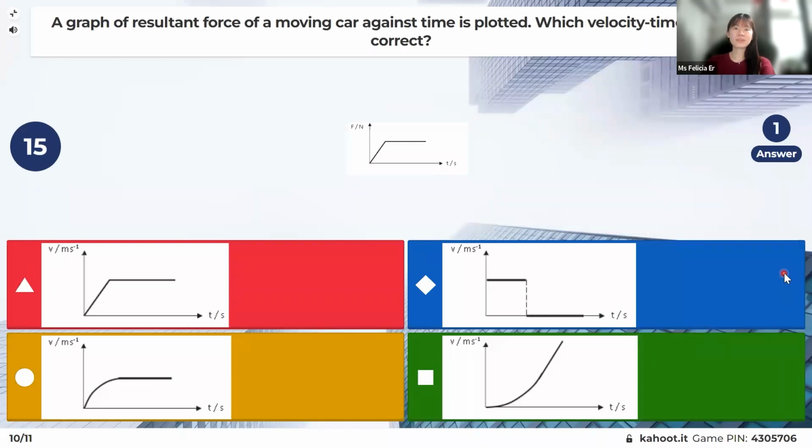Very different, not the usual distance, speed, acceleration graph conversion, related to force. So how does force link to speed? We can use the formula F equals ma, right? So what happened to a? Then what happened to the speed?